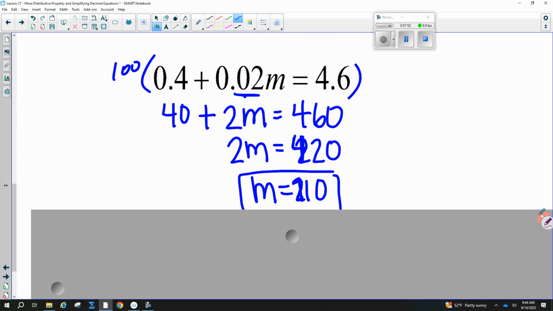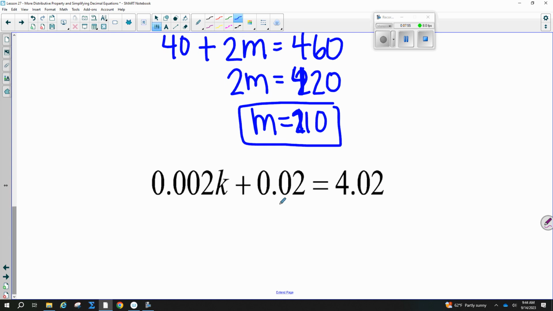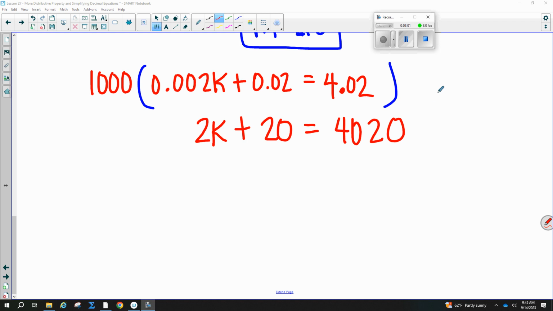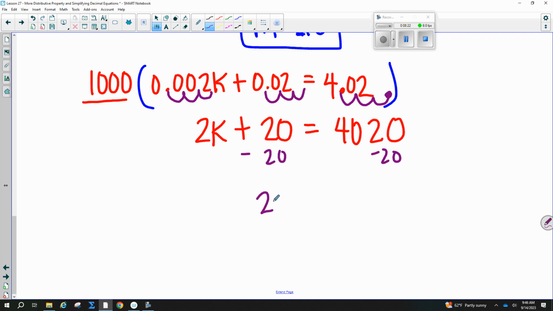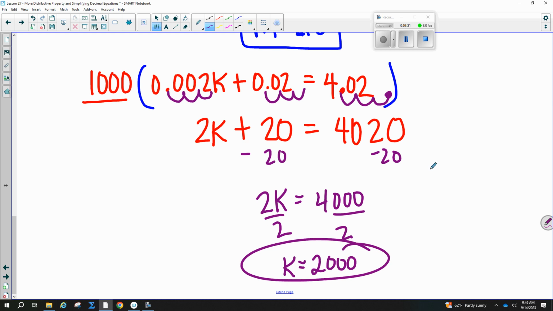All right, last one. Go ahead and pause the video. All right, so you want to multiply everything by 1,000. All right, so you're going to move it 3 places here, which gives you 2K. 3 places here, which gives you 20. And 3 places here, which gives you 4,020. Okay, then we want to subtract 20 from both sides, so I get 2k equals 4,000, and then I want to divide everything by 2, and so k equals 2,000. Hopefully you got that. Good job, guys.